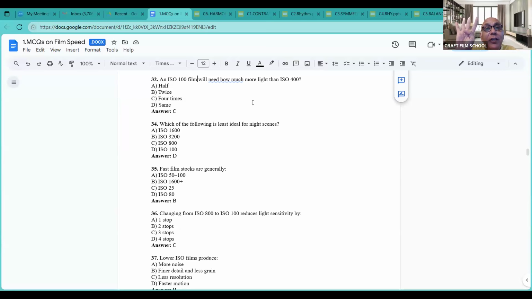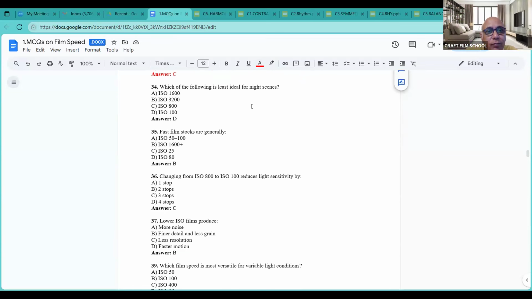It's a very tricky and very important question. It looks very simple, but it is tricky. Are you able to understand why it is 4 times, why it is not twice? Because normally it is 100 to 200, 200 to 400. It looks like 2 stops. If it were stops, then it is 2. But if it is times, then it is 4.